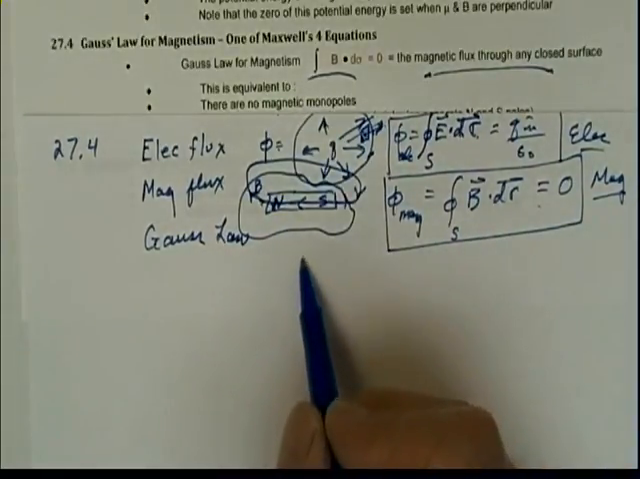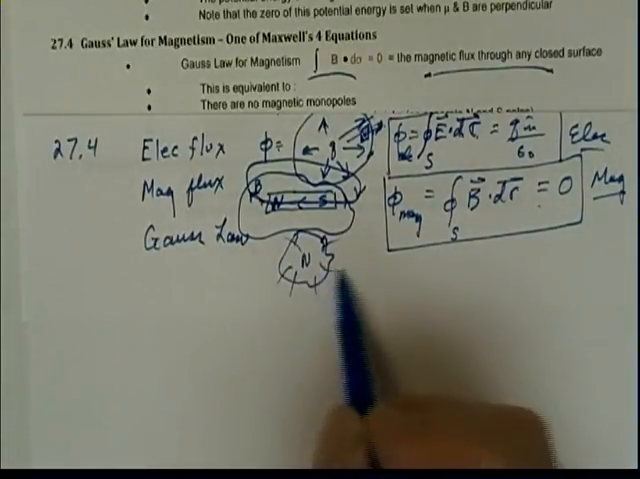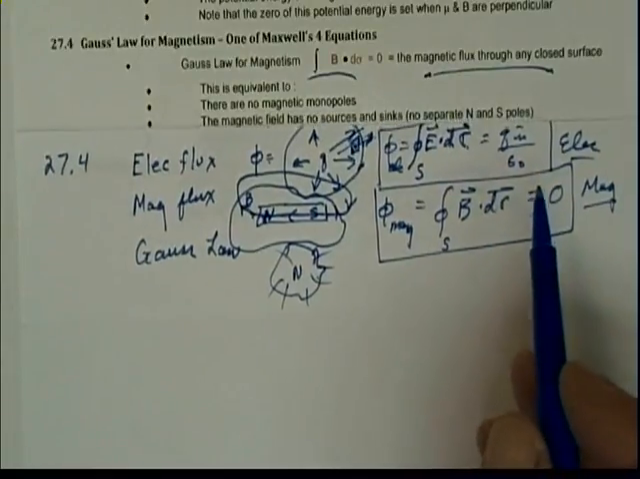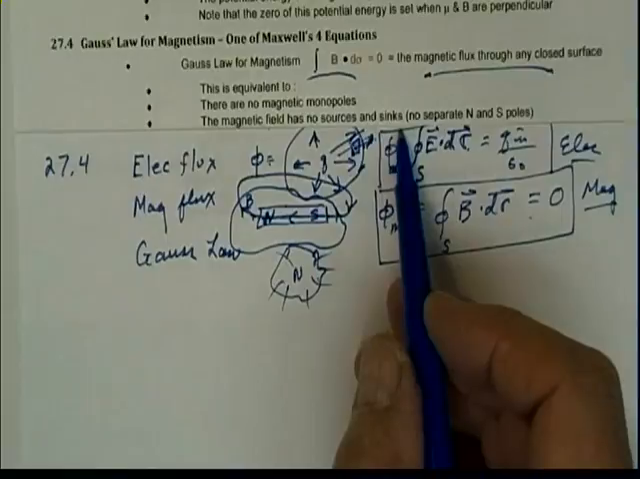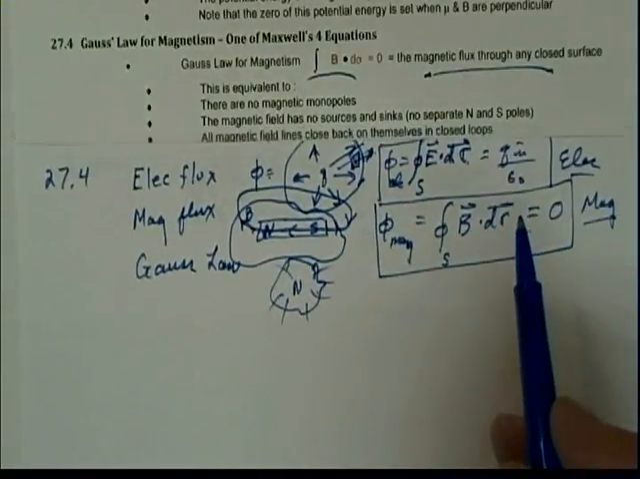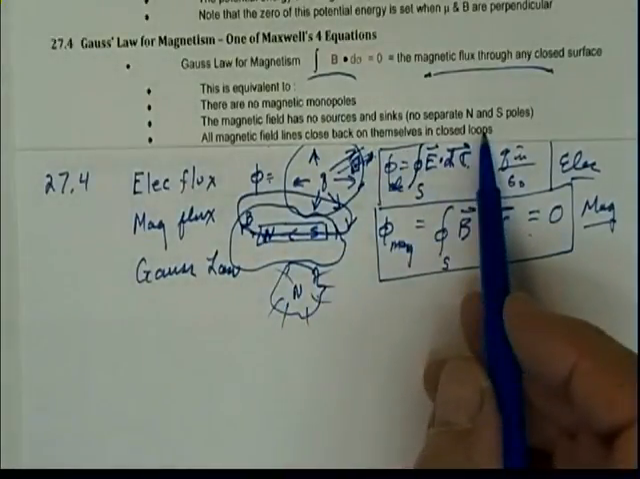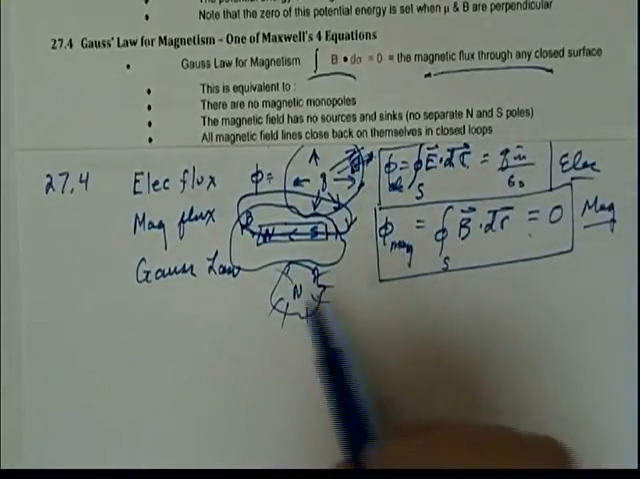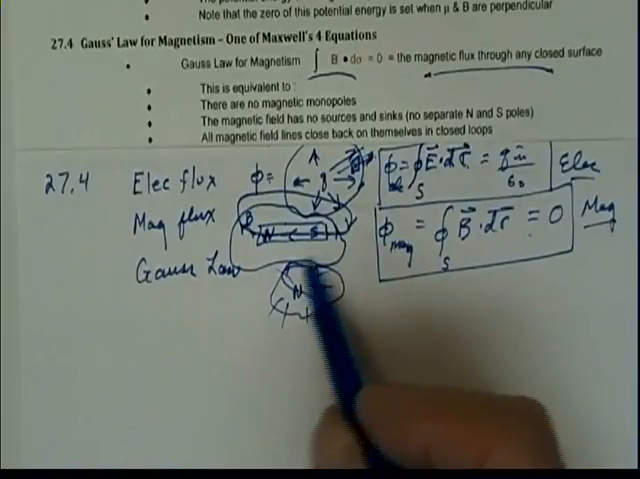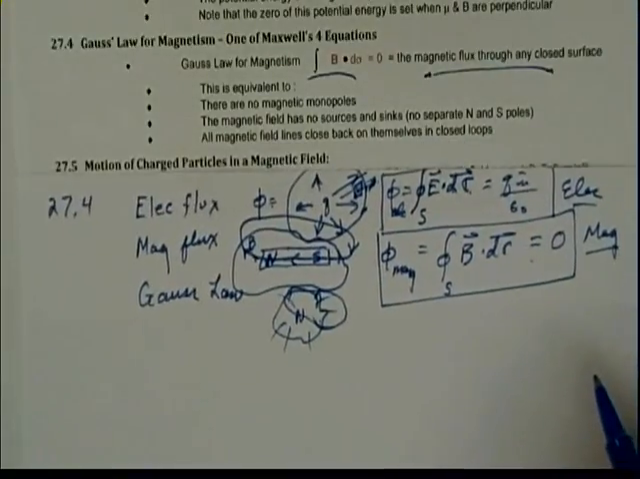In other words, there's no pole like a North Pole. If there were, we could put a surface around it and it would give off flux that would go through the surface, adding up to something like it did with the charge. It also means there are no sources and no sinks, no separate north and south poles, another way of saying it. No sources and no sinks. It also says that the magnetic field lines always close back on themselves in closed loops. Every magnetic field line does not have a beginning or an end, but is closed like a snake eating its tail.